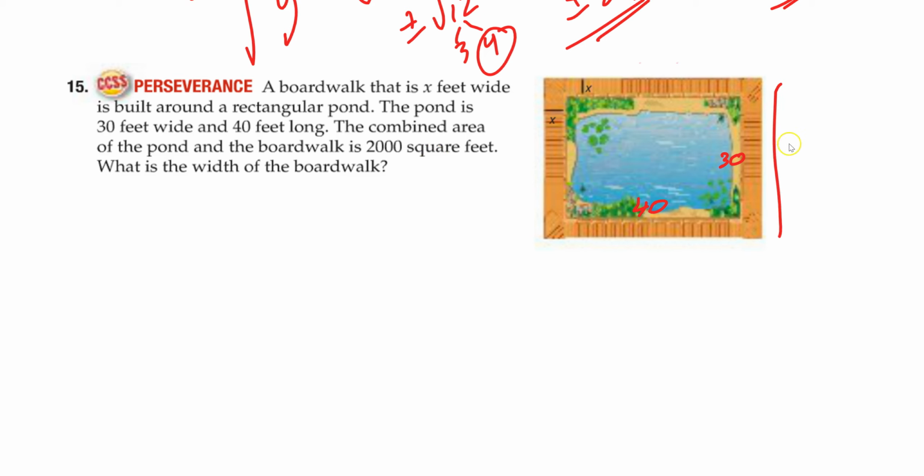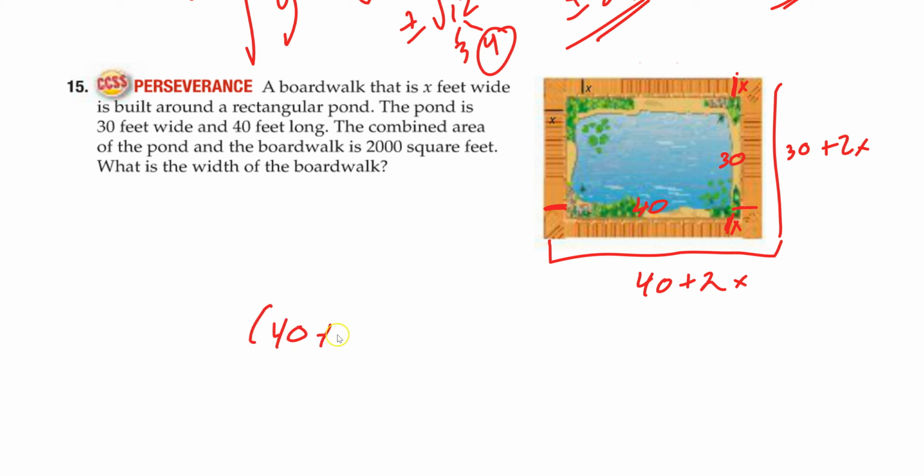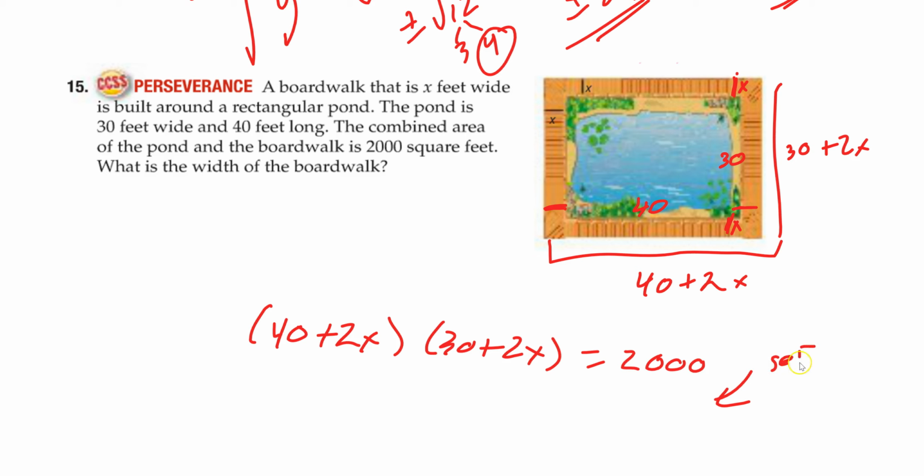The way we set that up, this would be 30 plus the width of the boardwalk twice, so 30 plus 2x. The same thing with this one right here: 40 plus the width twice, so 40 plus 2x. We know the whole thing is 2,000. So it would be 40 plus 2x times 30 plus 2x equals 2,000. And they would want me to multiply it out, set it equal to 0, and factor.